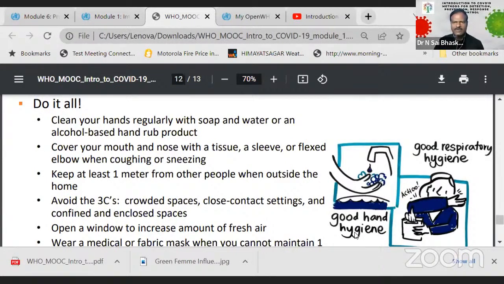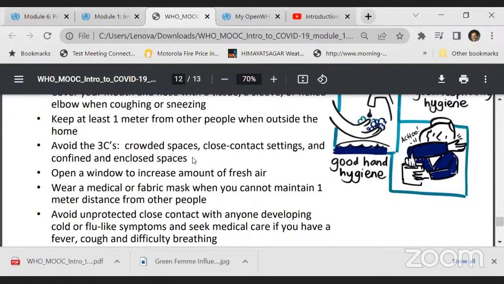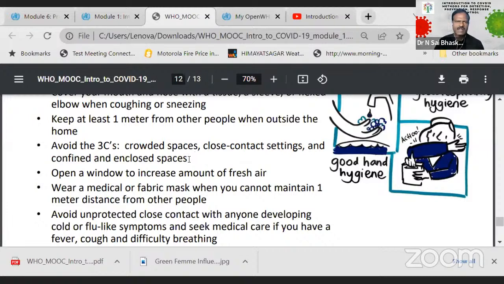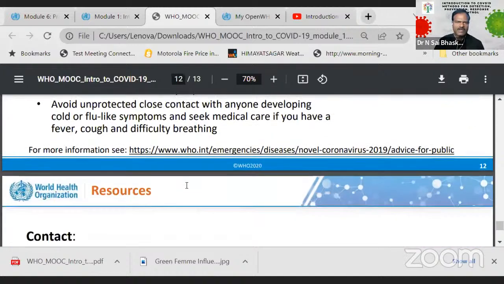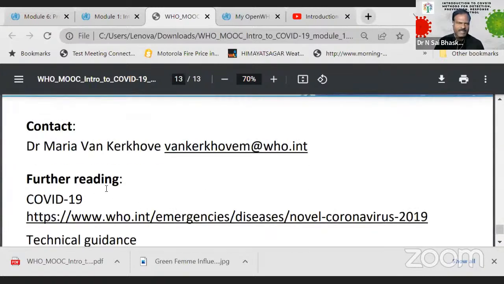Here is the hygiene we need to practice: cleaning our hands, and respiratory hygiene. At least use your elbow, lift it up and then sneeze, or use a mask continuously. Use tissue papers and keep 1 meter distance. Avoid crowded places and close contact settings. Open a window or increase the amount of fresh air. And use only the medically recommended mask. Anybody having similar symptoms, keep away from them.